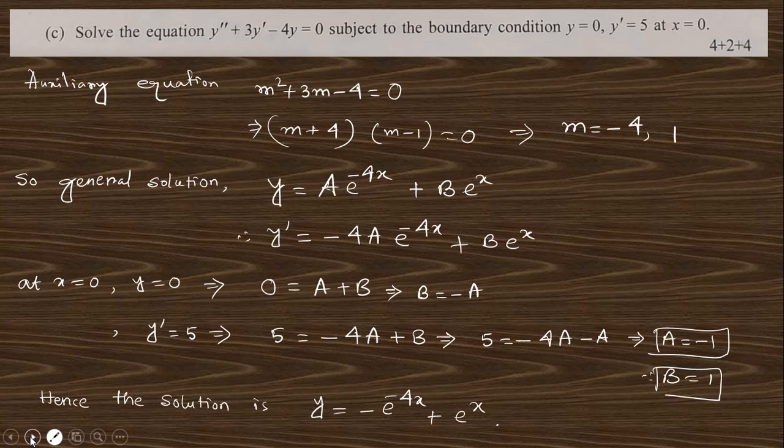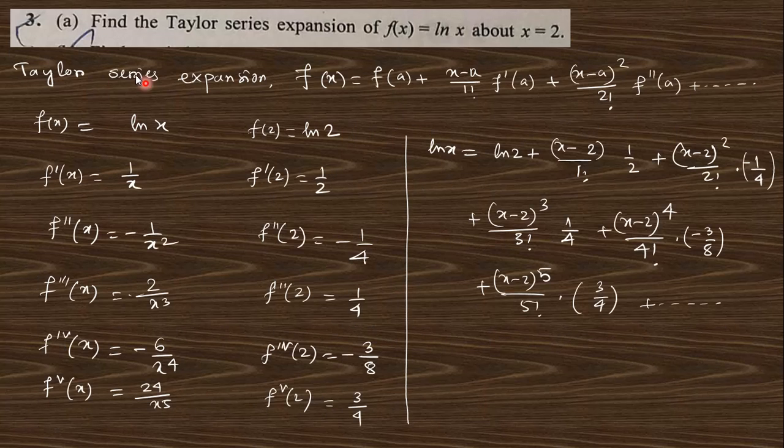Another question, go to the next question, that is find the Taylor series of f of x, which is ln x, about x equals 2. So the Taylor series expansion, you know very well. Since f of x will be ln x, put ln 2, and f prime, that is the first derivative, second derivative, third derivative, fourth, fifth, and so on, and put the value x equals 2, you will get these values, and just putting these values you will get the expansion of this Taylor series. Go to the next question.